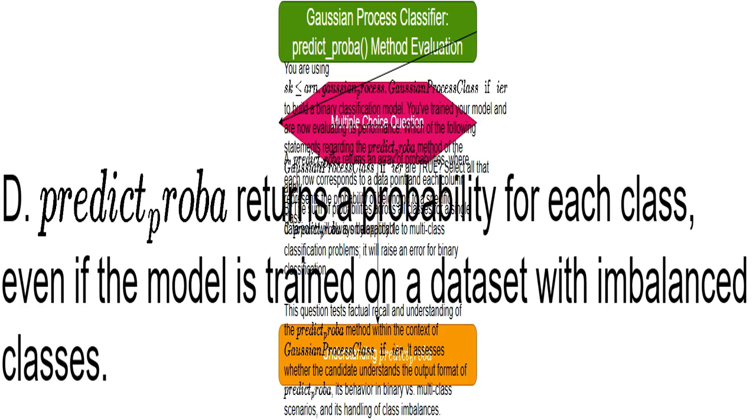This statement is about dealing with imbalanced data. Even if the classes in my training data are imbalanced, meaning one class has many more examples than another, the method will still return a probability for each class. The probabilities might not be perfectly balanced, but it still gives probabilities for all classes.